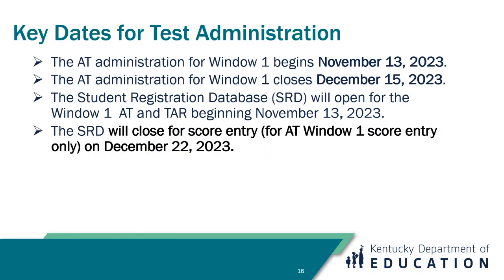The task administration for Window 1 begins November 13th, 2023. The attainment task administration for Window 1 closes December 15th, 2023. The Student Registration Database, or SRD, will open for Window 1 AT and TAR score entry beginning November 13th, 2023, and will close for AT Window 1 entry only on December 22nd, 2023.